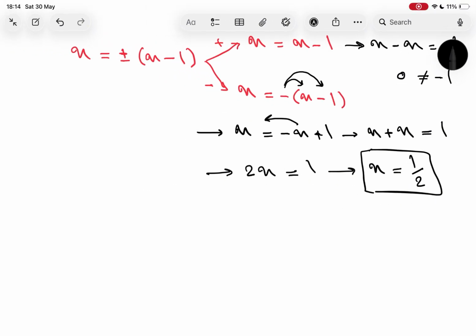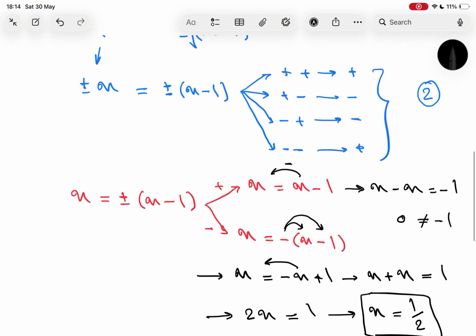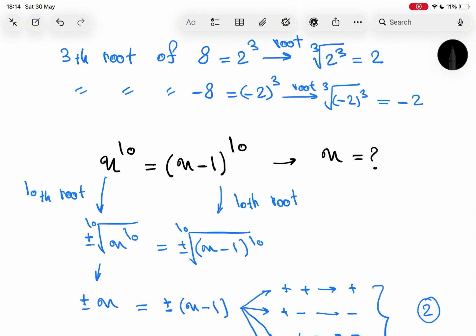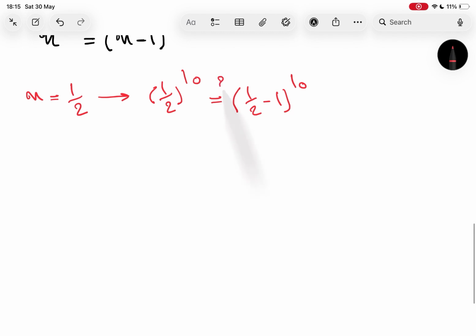But we are not going to stop here. In math, we should always check our answer to make sure it really works in the original equation. So, let's test it in the original equation. Now we substitute x equals 1/2. On the left side, we get 1/2 to the power of 10. On the right side, we get 1/2 minus 1 to the power of 10. We want to check to see whether this equality holds or not.